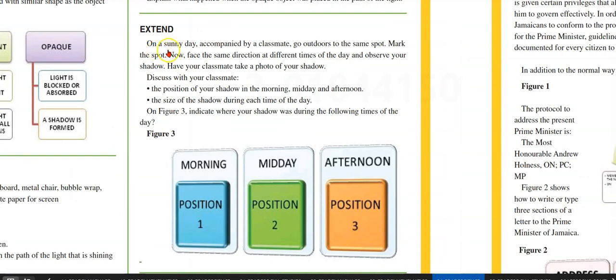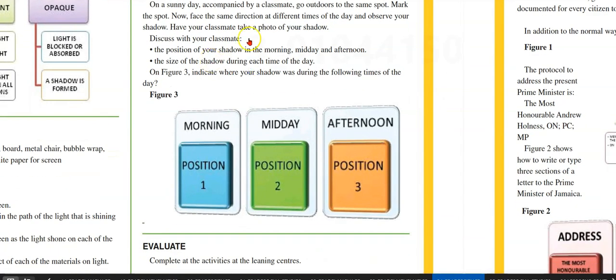Extend. On a sunny day, accompanied by a classmate, go outdoors to the same spot. Mark the spot. Now, face the same direction at different times of the day and observe your shadow. Have your classmate take a photo of your shadow. Discuss with your classmate the position of your shadow in the morning, at midday and afternoon, and the size of the shadow during each time of the day.